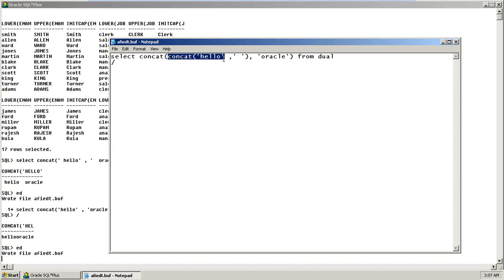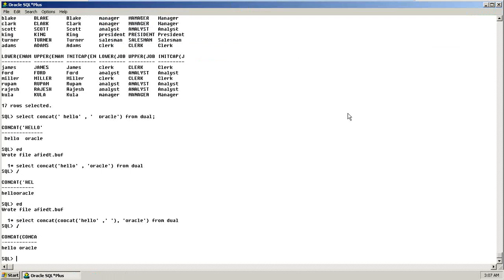The value is hello. For this hello, I am concatenating a blank space. Then altogether it is a value. And again, this is the concatenation function. For this value, it is concatenating Oracle. Like this you can do, right? Here, it does maintain the blank space.